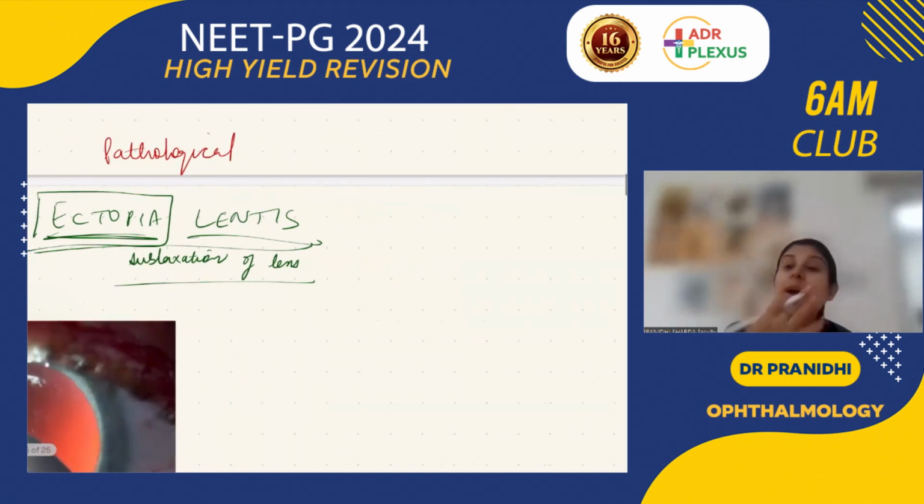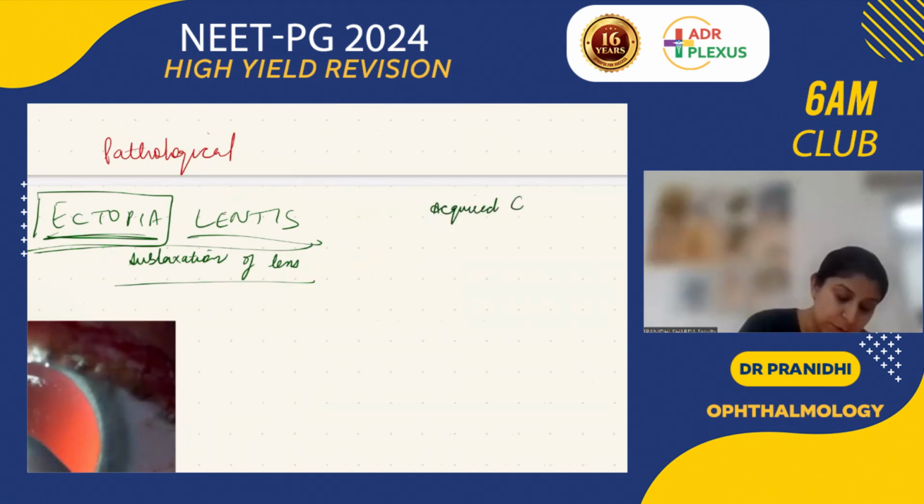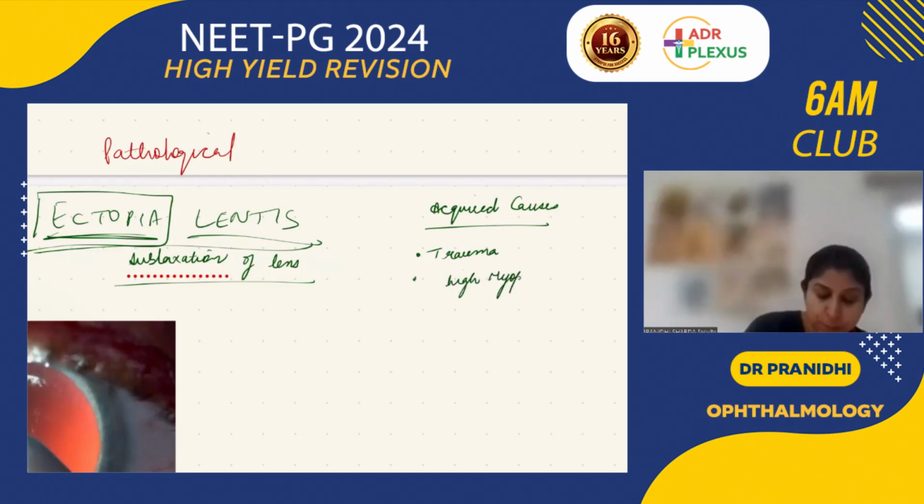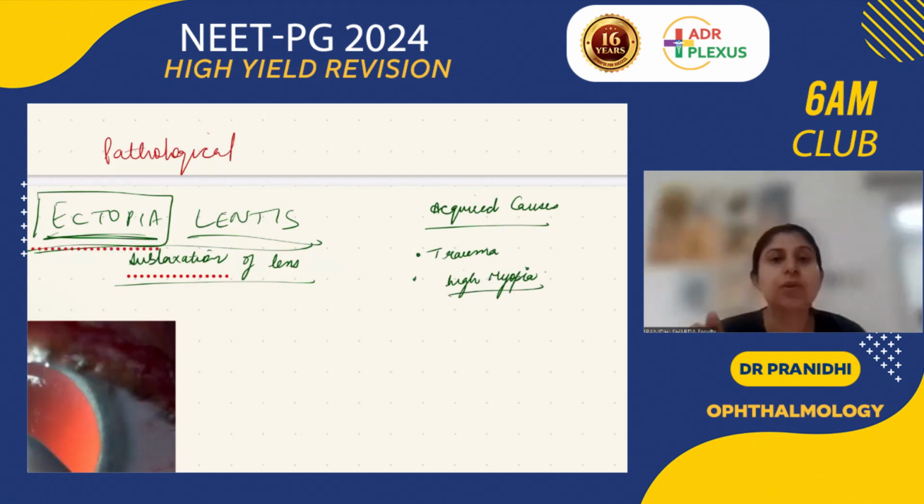So, what are the acquired causes? A child is born with the normal position of the lens, but after birth it gets subluxated. What are the acquired causes of subluxation of the lens? Firstly, trauma. Because of the trauma, there is a tear in the ciliary zonules and the lens gets separated from its normal position. Then high myopia. High myopia weakens the ciliary zonules, so the lens can be easily separated. Trauma and high myopia are the two main causes of acquired subluxation of the lens, which you must remember.